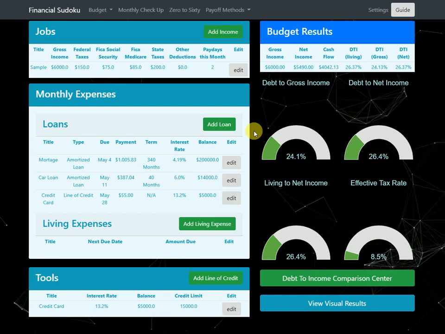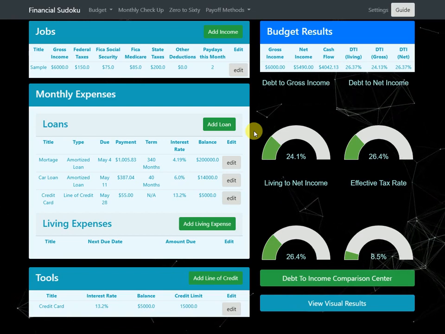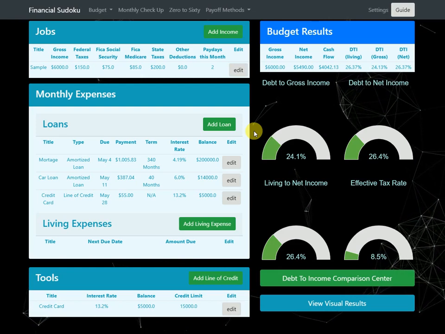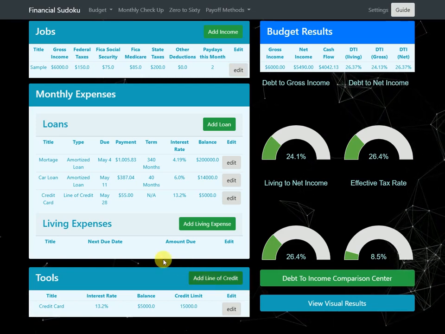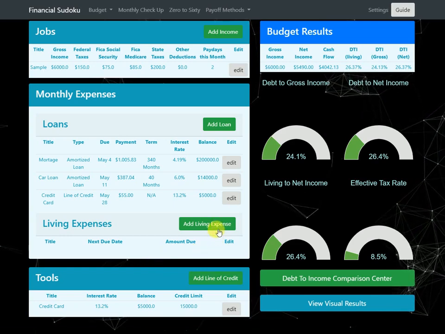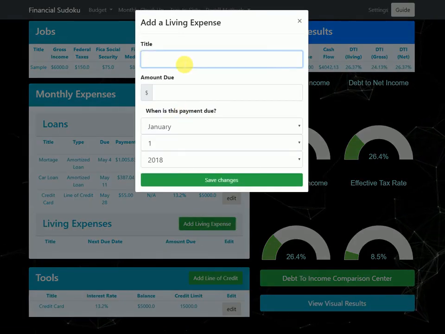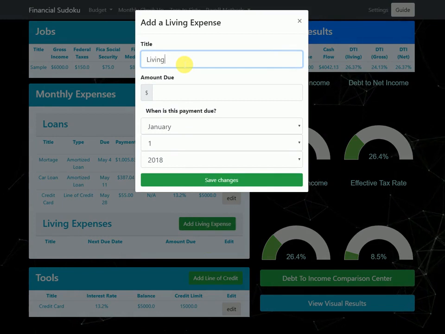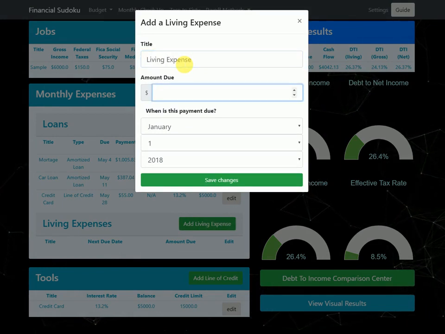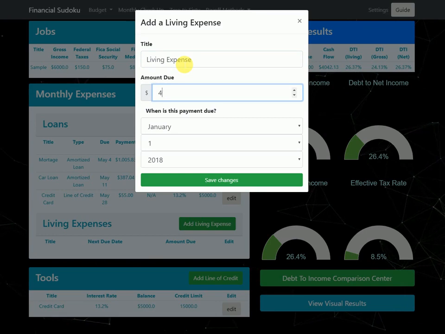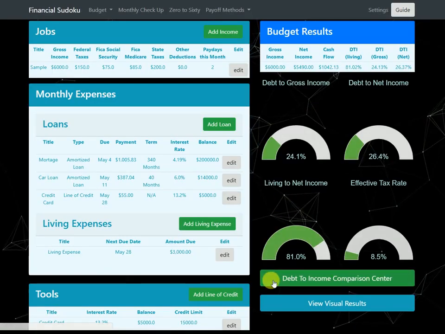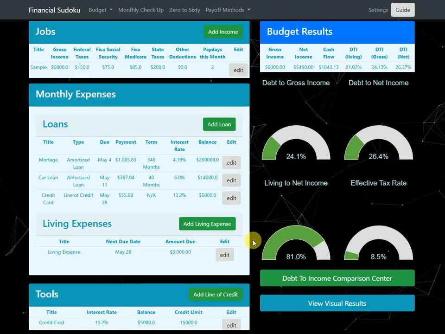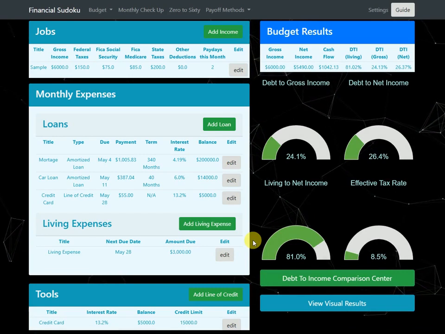So I'm making a lot of money here and not spending a whole lot, so my cash flow is nearly $4,000. We're going to adjust that because I just made a large purchase and now I have a larger living expense. So I'm going to go ahead and add in a $3,000 a month payment that's going to come in on the 28th and save that. Cool, now my cash flow is down to $1,000 and it's a little bit more accurate.